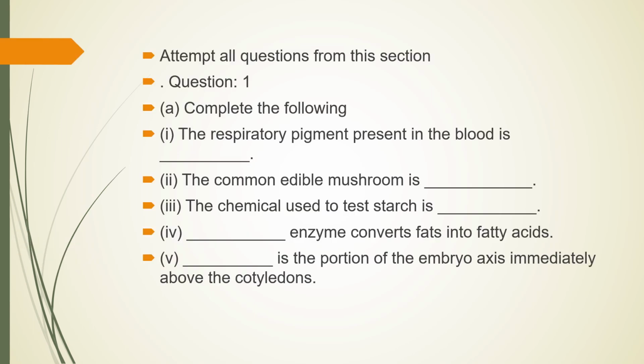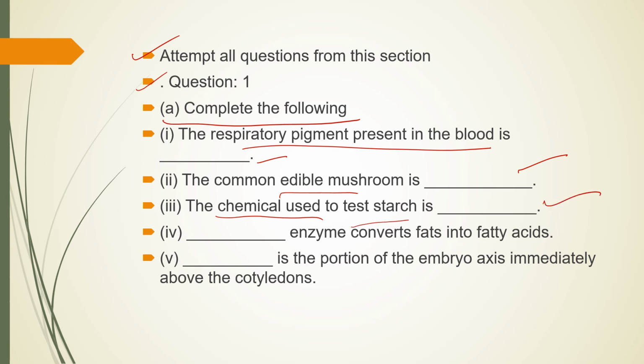Now this first section consists of all the objective type questions, and you are meant to attempt all the questions from this section. Question 1, complete the following. Here we are supposed to complete each and every question. The respiratory pigment present in the blood is what? The common edible mushroom is what? The chemical used to test starch is what?